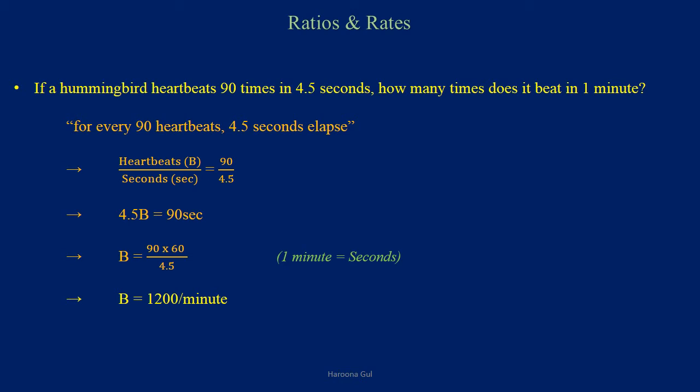Okay. Now the number of heartbeats per second is equal to 90 over 4.5, but they're asking us to measure the number of heartbeats in 1 minute. So we're going to multiply this 90 over 4.5 by 60, and our answer is going to be 1200 heartbeats per minute, right? Very simple question. We're just going to convert it into a minute, and that's about it, right?